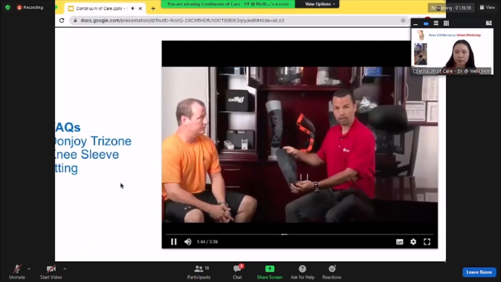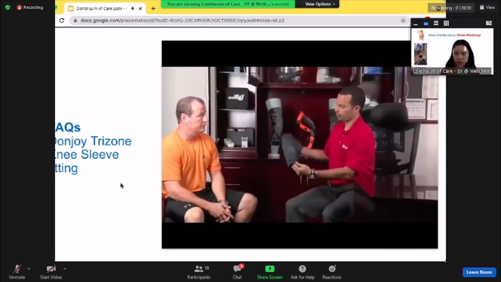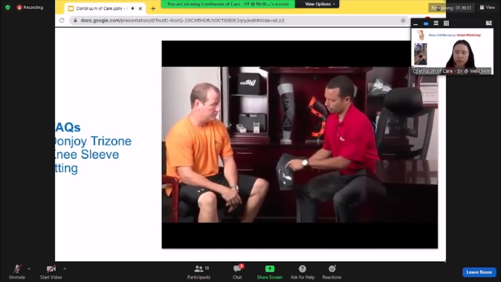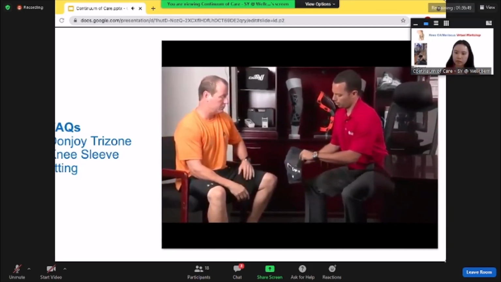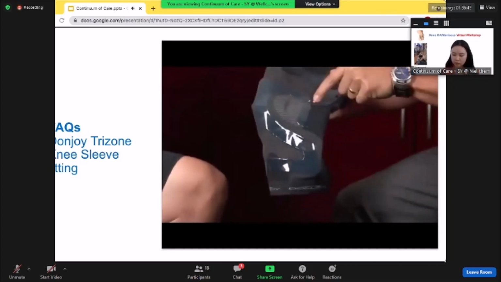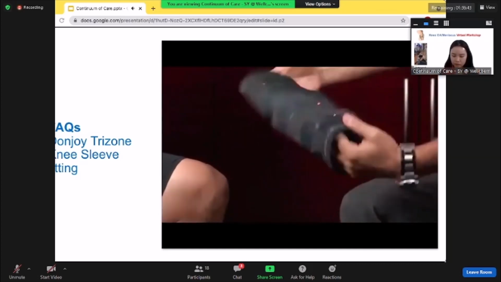Right now, we're going to show you how to fit the Trizone knee sleeve. And what you're going to do, Tom, is you're going to put the sleeve on, pull it up so that your kneecap is in this gray area. This silicone will surround the outside part of your knee. And then this goes on top on the thigh, and this goes on the bottom of the shin.